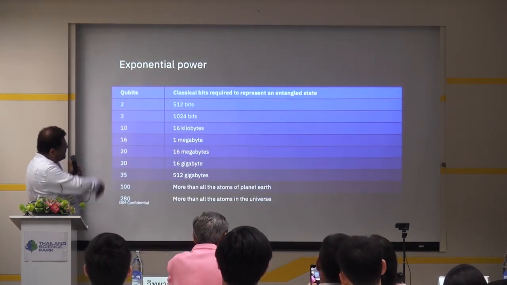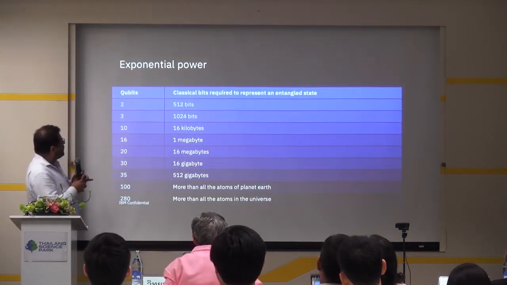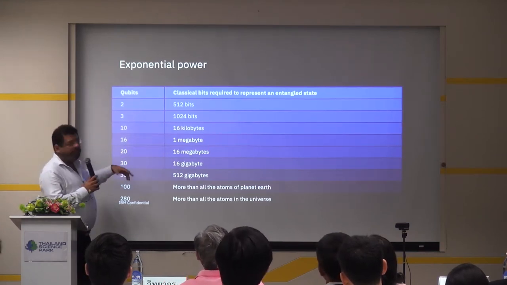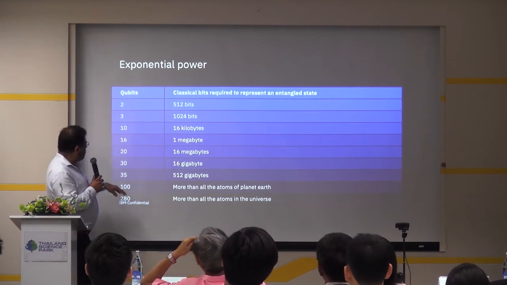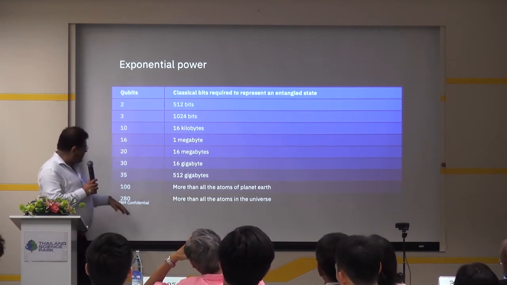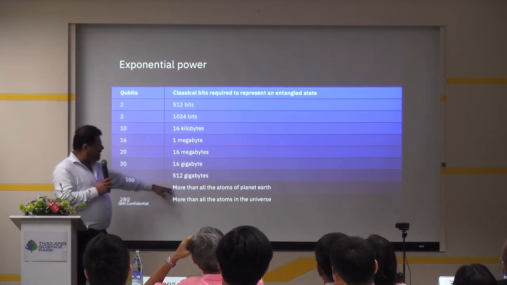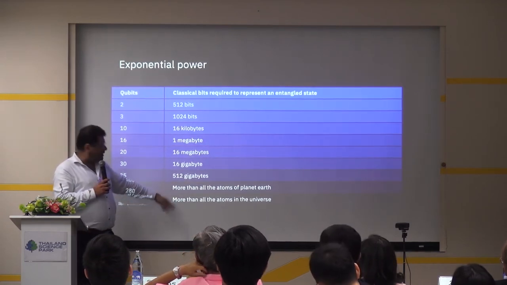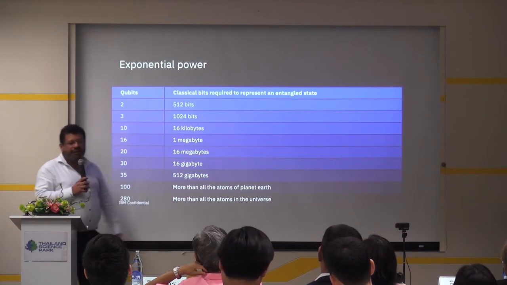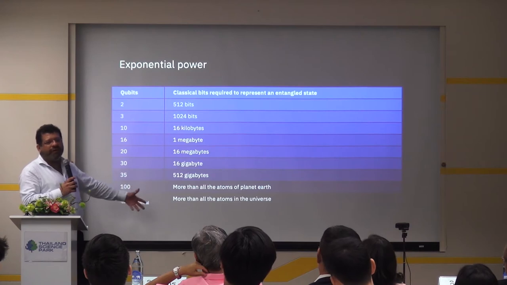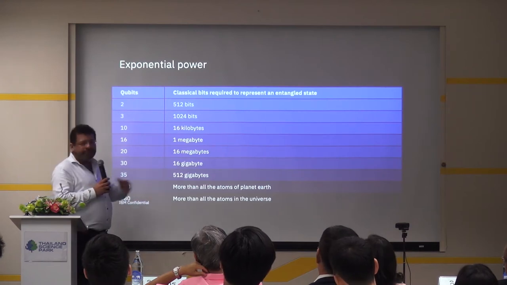So to give you an example of the types of numbers once you start growing these qubits, you can see 2 qubits gives you about the same as 512 bits. 16 goes to a megabyte, 35 goes into 512 gigabytes. But once you get into the larger numbers, 100 qubits, 280 qubits, it's basically more atoms than there are in the planet, and then here more atoms than there are in the universe. So if I have a 500 qubit machine, I can definitely not replicate whatever I can do on a classical computer. It's just impossible.